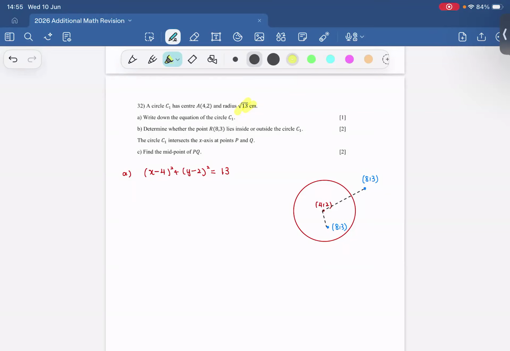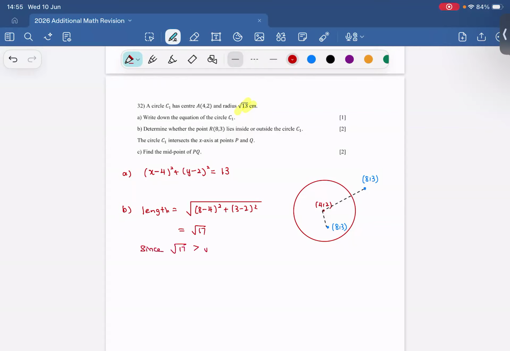Okay, so B. The length is just equal to square root of (8 minus 4) squared plus (3 minus 2) squared. You will get square root 17. Since square root 17 is more than square root 13, (8, 3) is outside the circle.